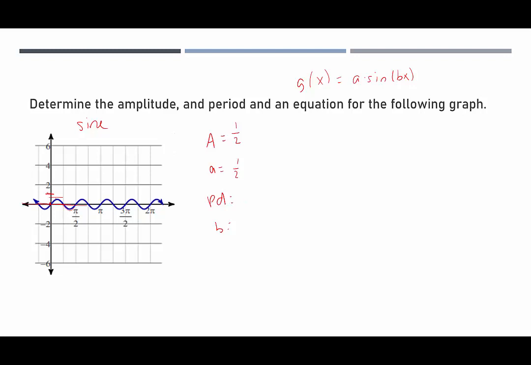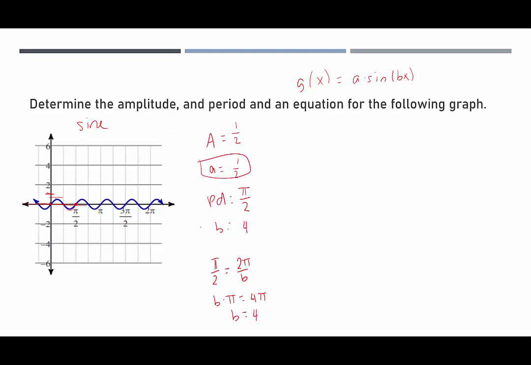When does it go back? So it goes up, it goes down, and then it goes back to the middle at pi over 2. So it goes from 0 to pi over 2. The period is pi over 2. We're going to use that to figure out the value of b. So pi over 2 is our period, and it's going to equal 2 pi over b. We can cross multiply here. That's b times pi equals 4 pi. Divide both sides by pi, and we end up with b equals 4.